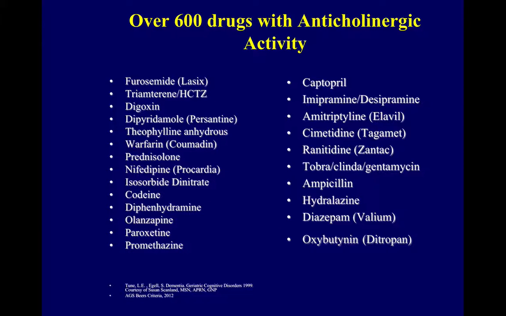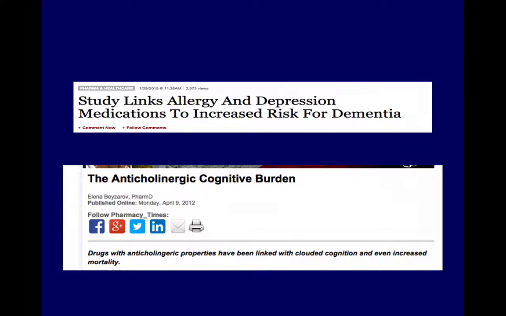And if you looked at the Goodman and Gilman pharmacology book, you'd find there are over 600 drugs with anticholinergic activity. So does that mean every one of these drugs is bad? Not necessarily.